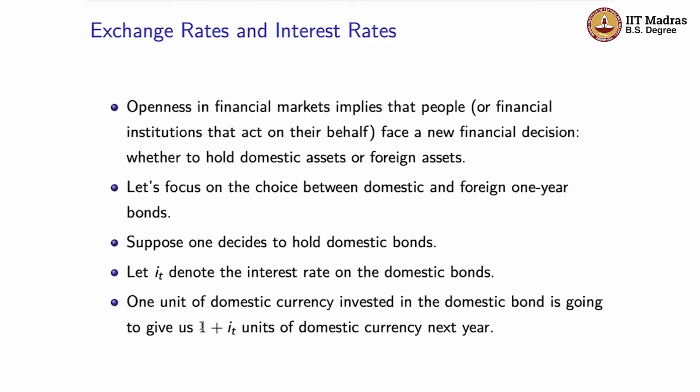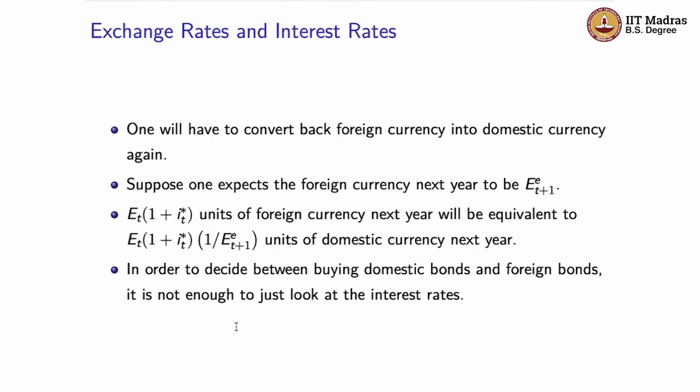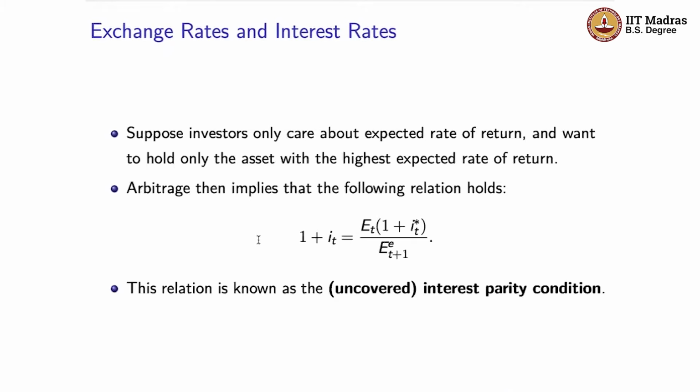What we need to compare is this 1 plus IT versus this expression that you see here, right? So this tells us that we need to also figure out what's the current exchange rate as well as what's the future expected, right? Now, suppose that you have got investors who only care about the expected rate of return and want to only hold the asset with the highest expected rate of return, right? So in other words, these are risk neutral investors, right?